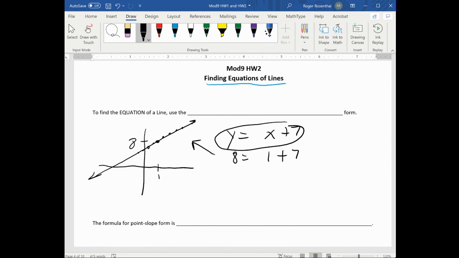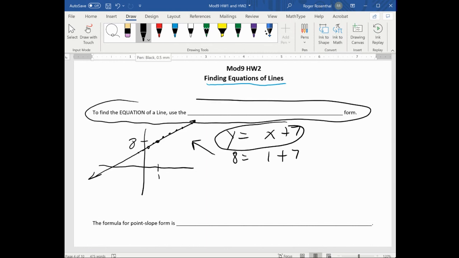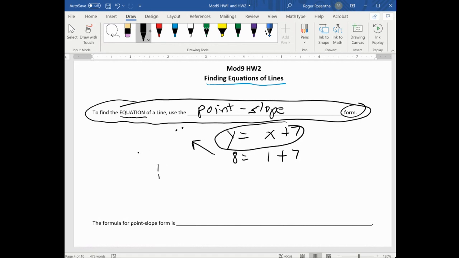Okay, let's take a look at this first line here. To find the equation of a line, it turns out there's a nice form of a line, and it is called the point slope form of a line. That's a very helpful way to write a line if you're trying to find its equation, called the point slope form of a line.